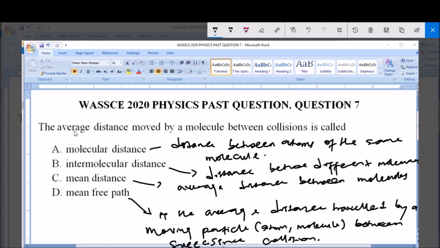And the question says the average distance moved by a molecule between collisions is called D, mean free path. This is the answer to the question, mean free path.